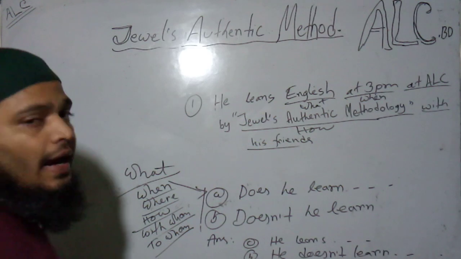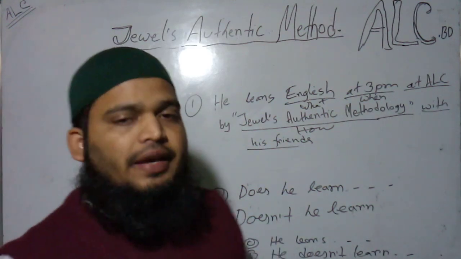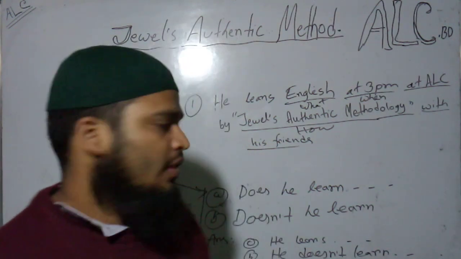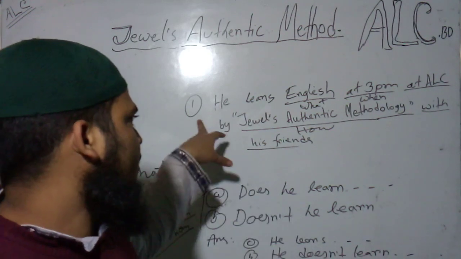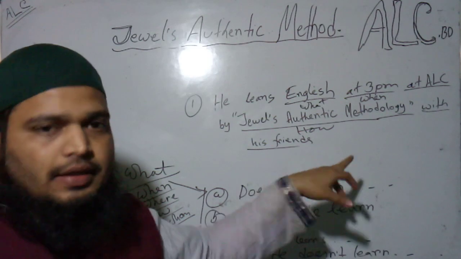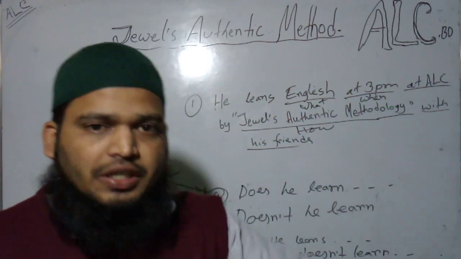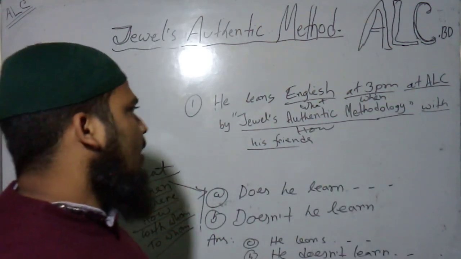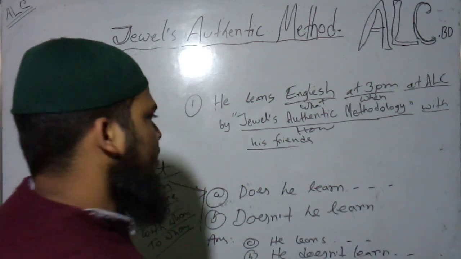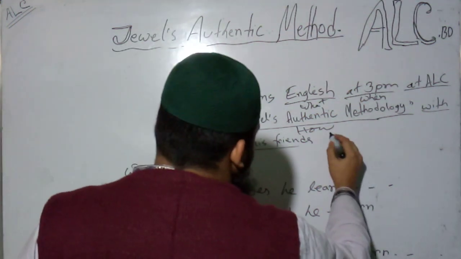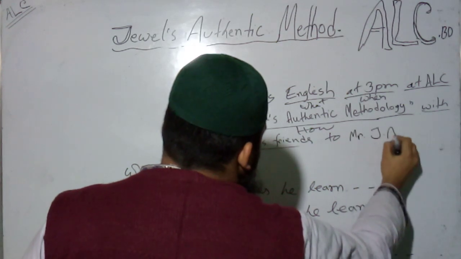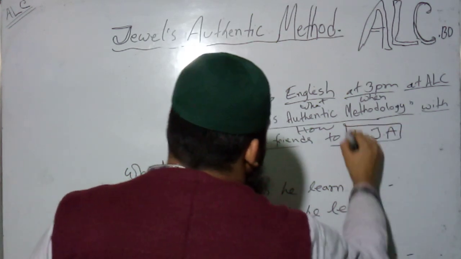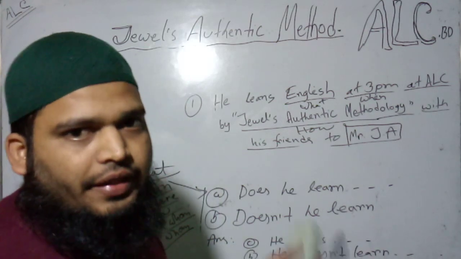To whom means কার কাছে. The answer will be a person. So you have to answer, to whom do you learn English, or to whom does he learn English? কার কাছে সে ইংরেজি শিখে? So your answer will be he learns English to Mr. J.A. To Mr. J.A. So this is the name. You can change the name.